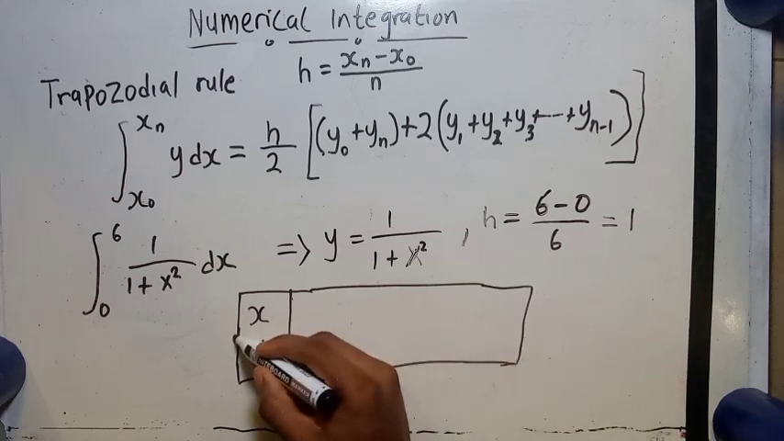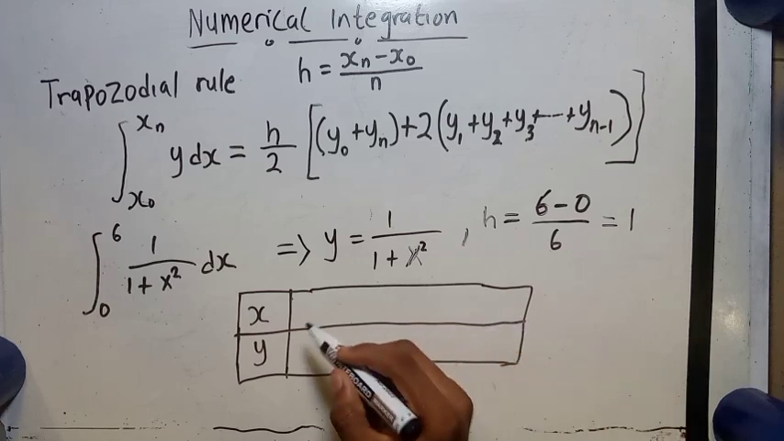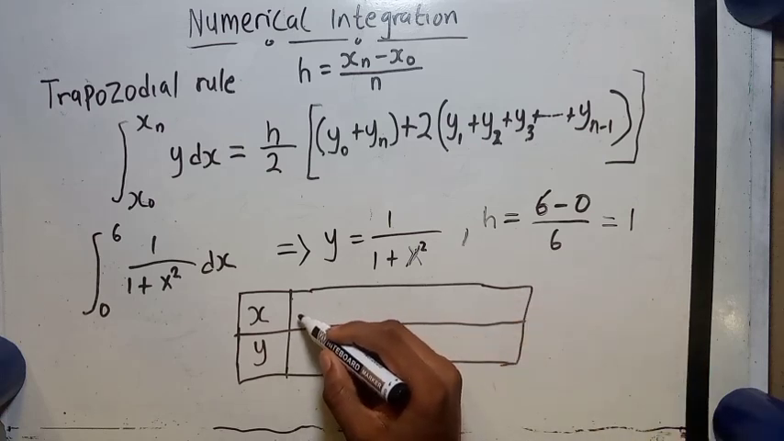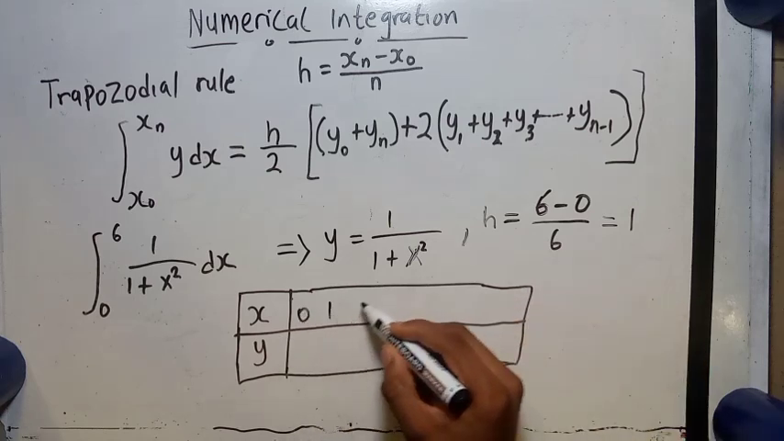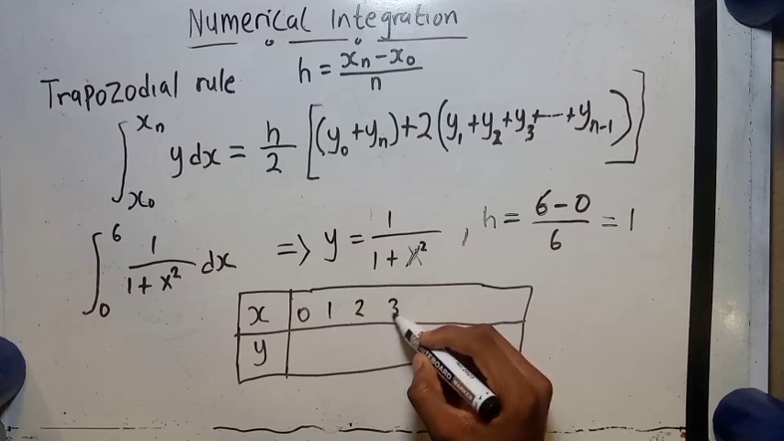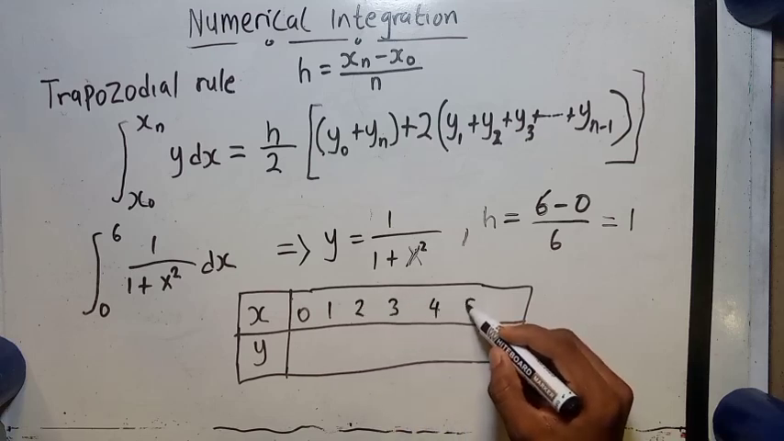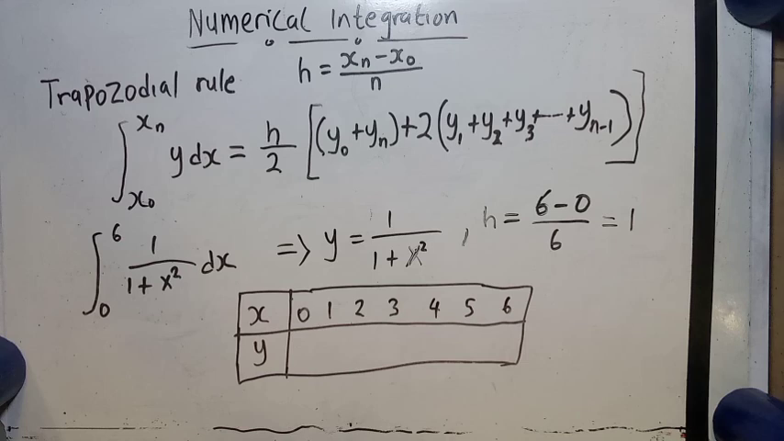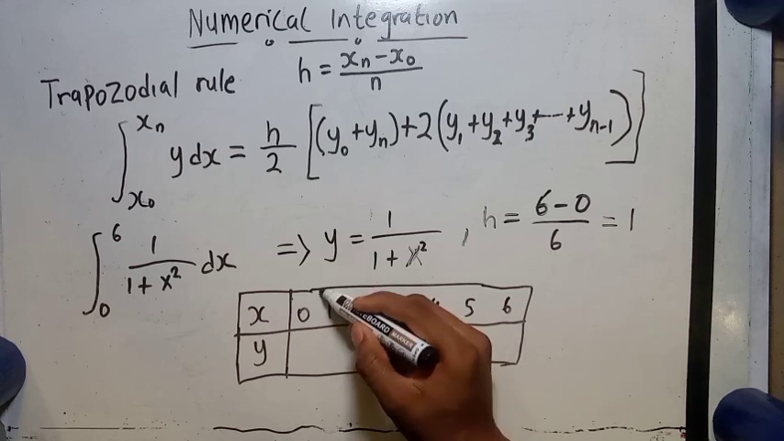And my x will start from 0, 1, 2, 3, 4, 5, and 6. Okay.